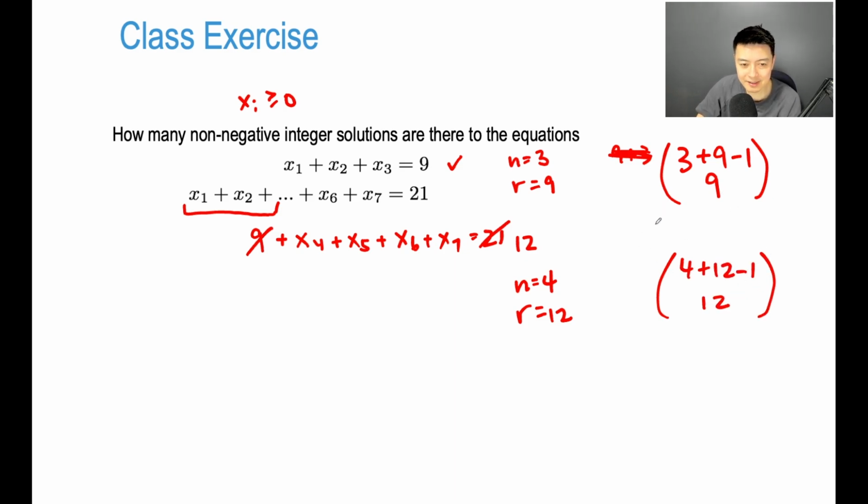And now, in this case, we are doing this and this. So we need to satisfy both parts, so we're going to multiply them together, because this is an and type question.